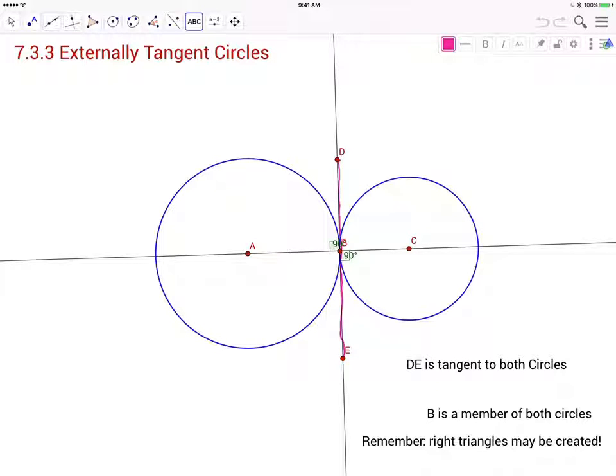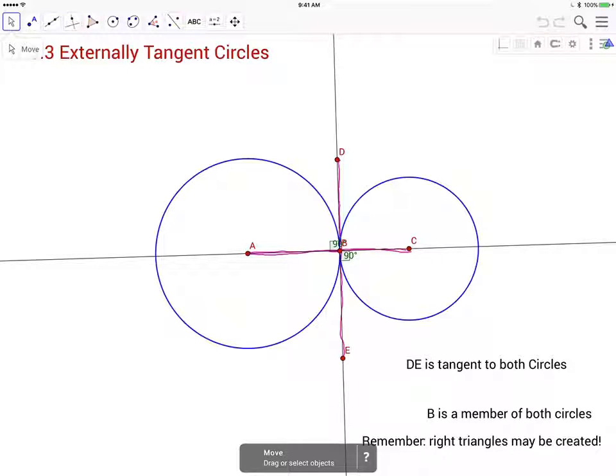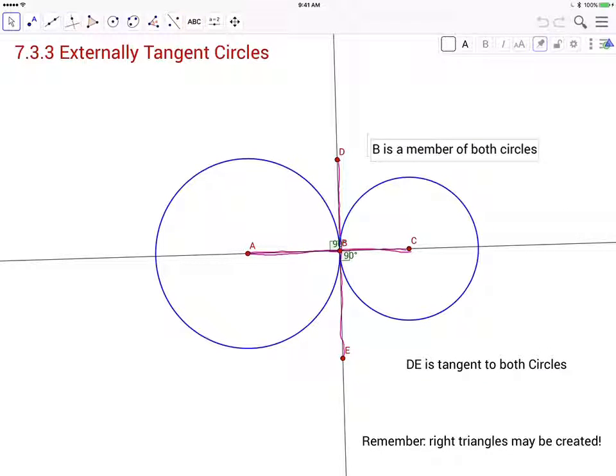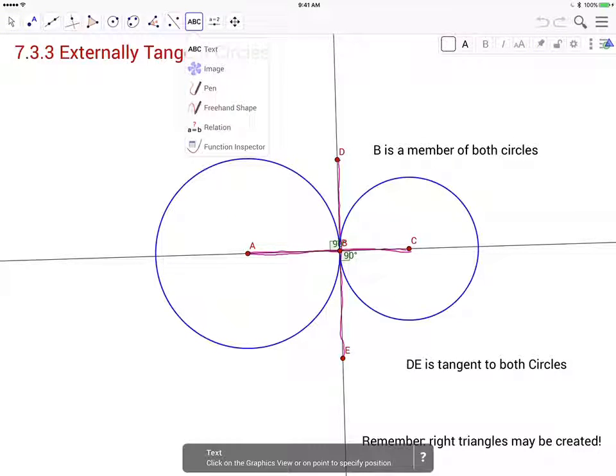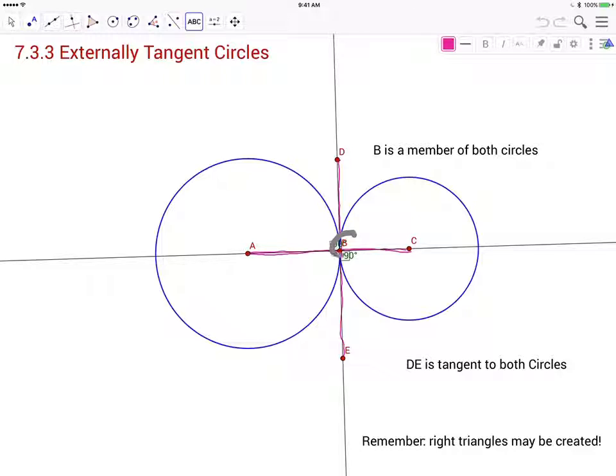What that means, of course, is that DE is perpendicular to this radius and is perpendicular to this radius at the same time. What is really nice is also that A to C becomes the same line, right? You can make that assumption all the way through. It's important to say also that B is a member of both circles. Remember that circles are just a collection of points. So the point B, which is right here, is a member of both circles.